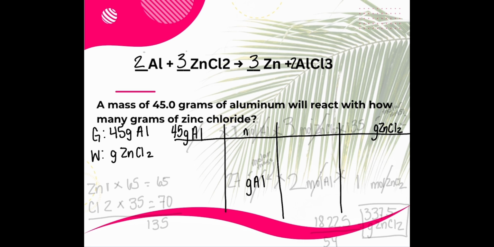Now, in my numerator for this box, I am going to have the mole of Al, okay? And then now that I have the mole of Al in my numerator here, in my denominator diagonally, I'm going to have the mole of Al. That way I can cancel out my units, okay? And then in my numerator, because I'm trying to get the grams of ZnCl2, I'm actually going to have the mole of ZnCl2 because this is the compound that I'm trying to get to.